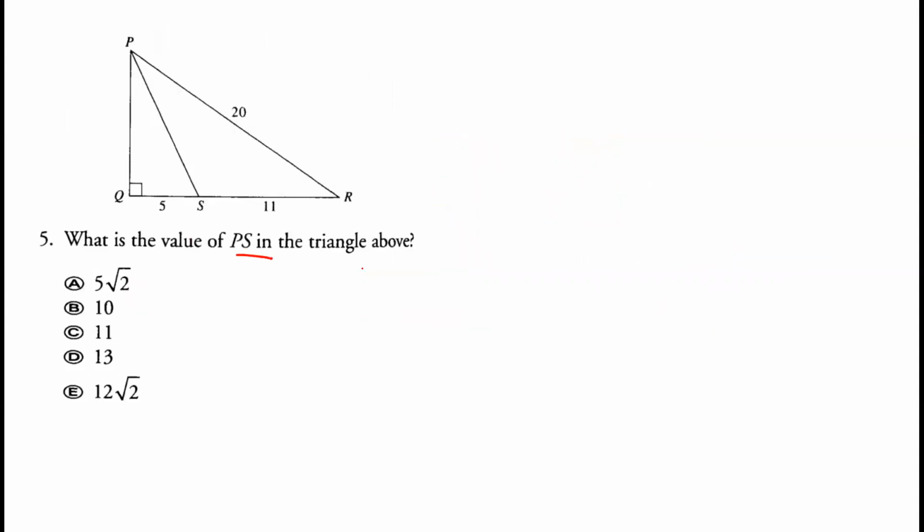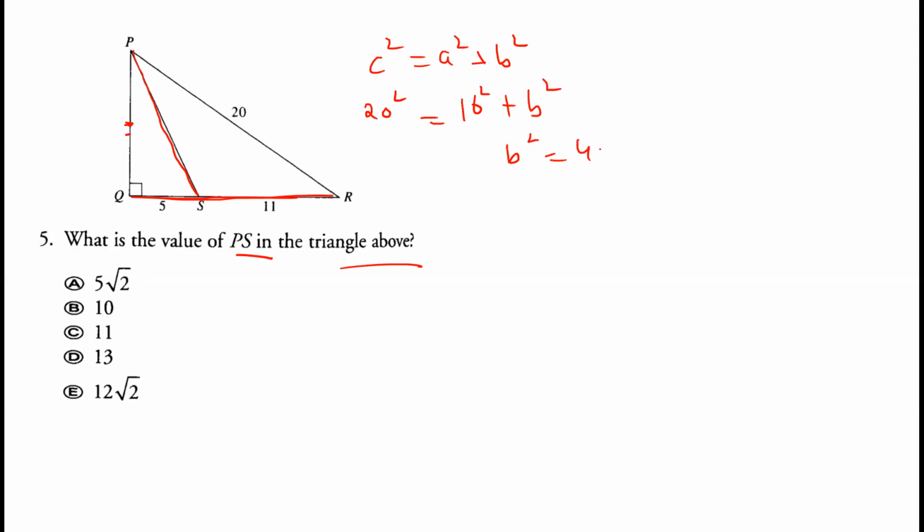Now what is the value of PS in the triangle above? Now this is your PS. Before calculating PS, we need to find out this side. So again, Pythagoras theorem, c squared equals a squared plus b squared. Now c is your 20, and a is the whole side, that would be your 16, plus b squared. So b squared equals 400 minus 256, which is 144. So b should be equal to 12. So I now know that this side is 12.